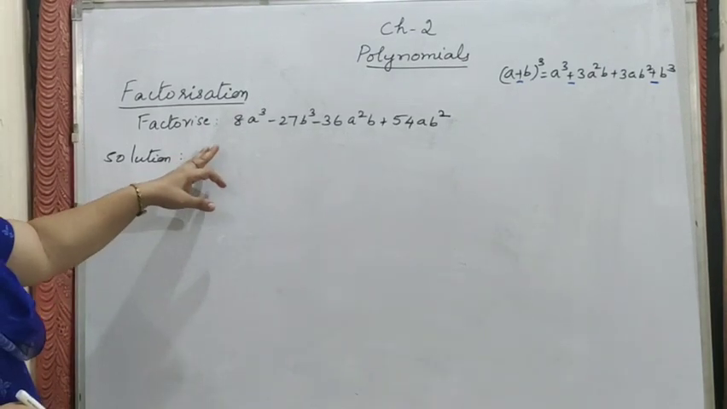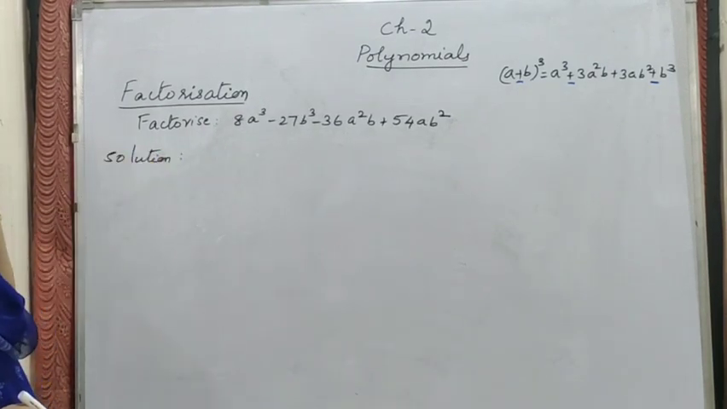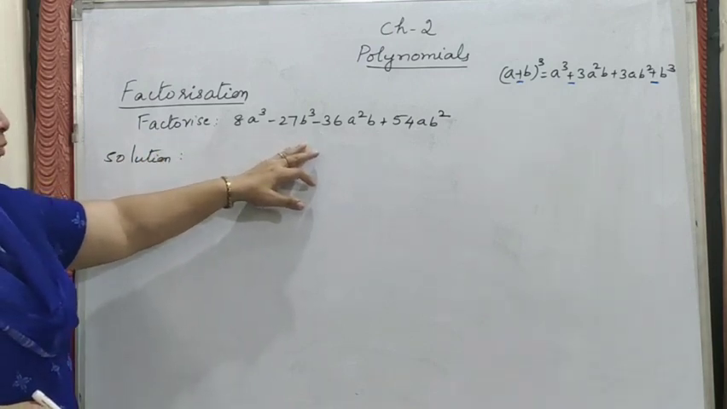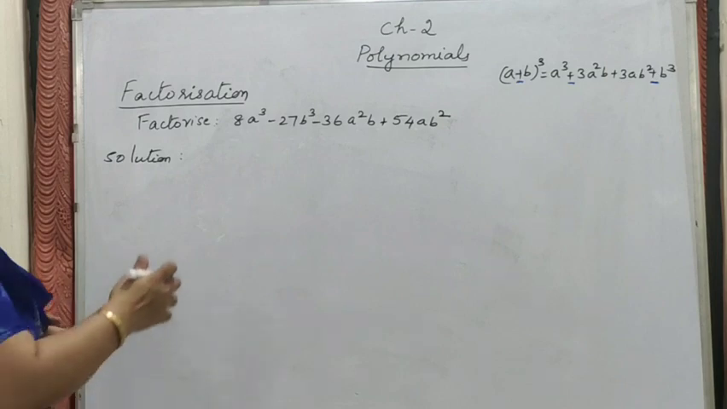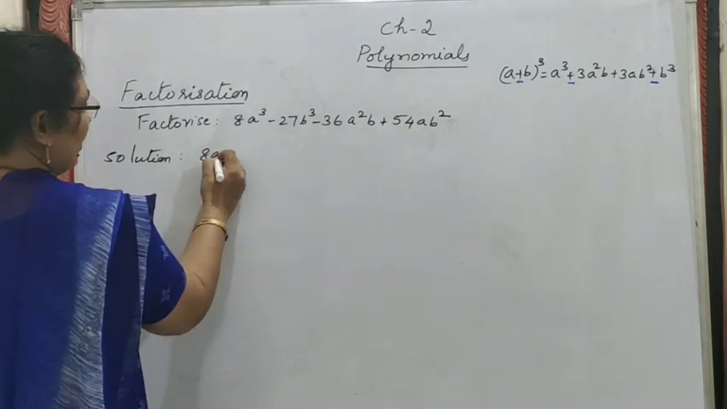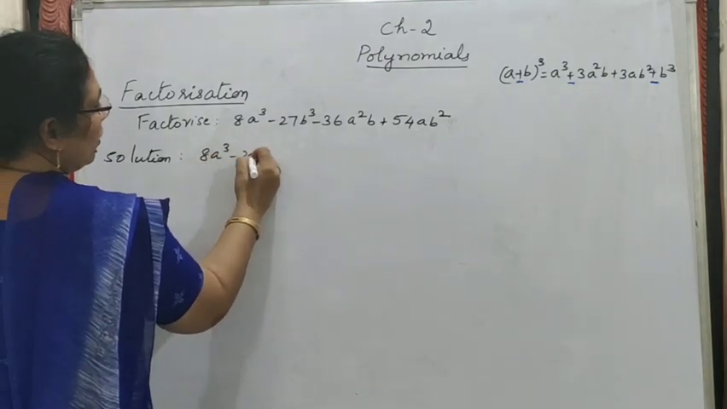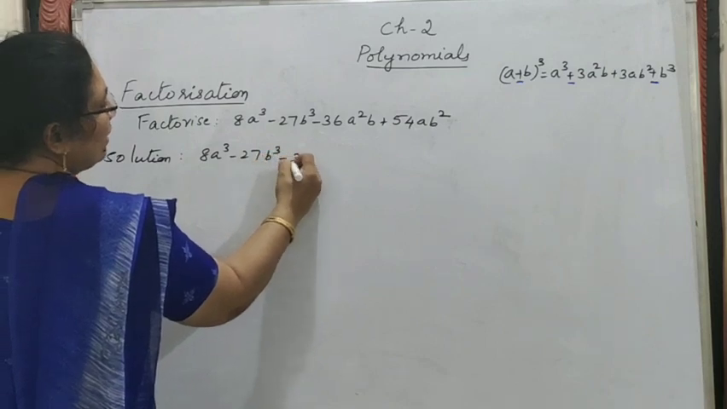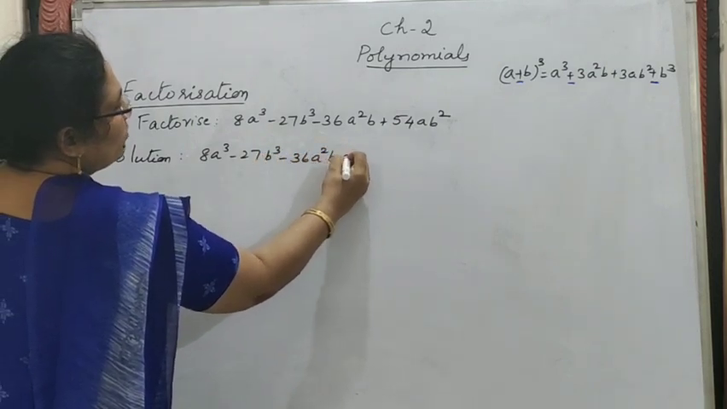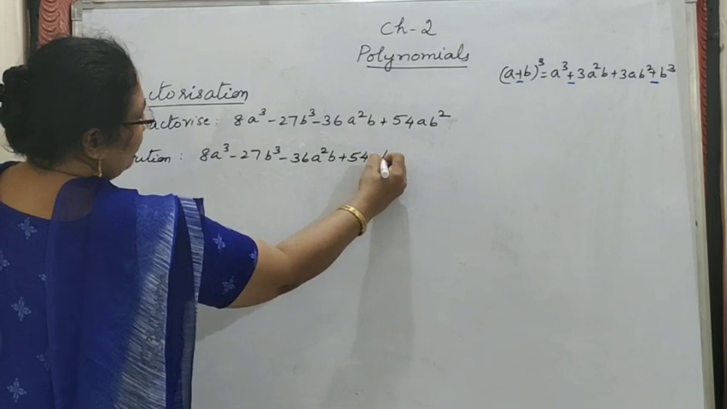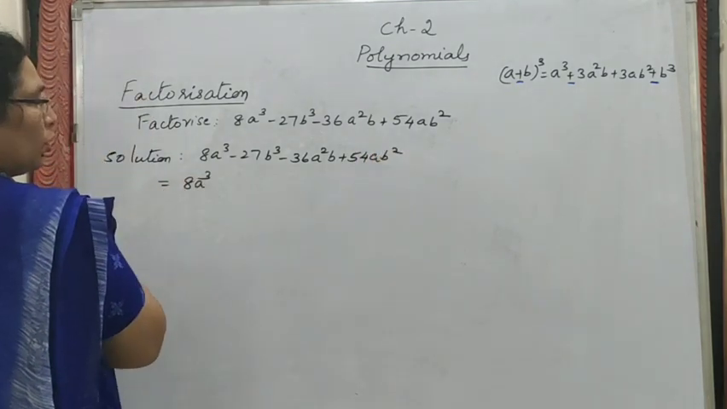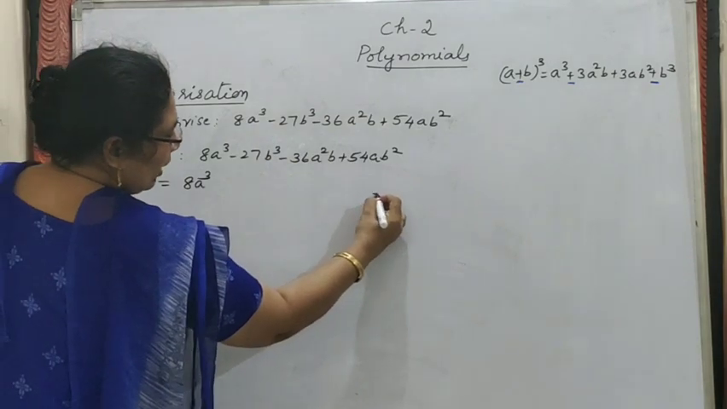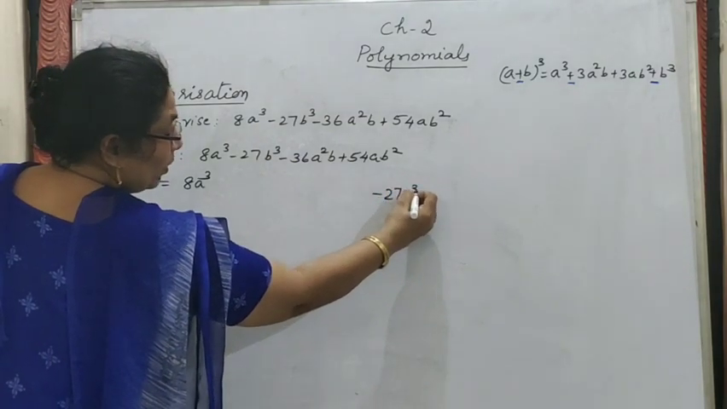Next question, factorize 8a cube minus 27b cube minus 36a square b plus 54ab square. It's not arranged, so we should arrange the terms. First I'll take down the question: 8a cube minus 27b cube minus 36a square b plus 54ab square. Now we are arranging the terms. First a cube, so 8a cube, then 27b cube will be last, so minus 27b cube, right?